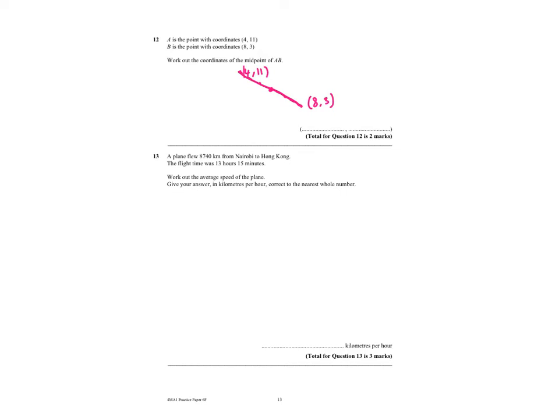Now, there's two ways you could do this. You could say, what is in between 4 and 8? We know that's 6. And what is in between 11 and 3? Which we know is 7. Another way you could do this is you could do 4 plus 8 divided by 2, which gives you 6, and 11 plus 3 divided by 2, which gives you 7.